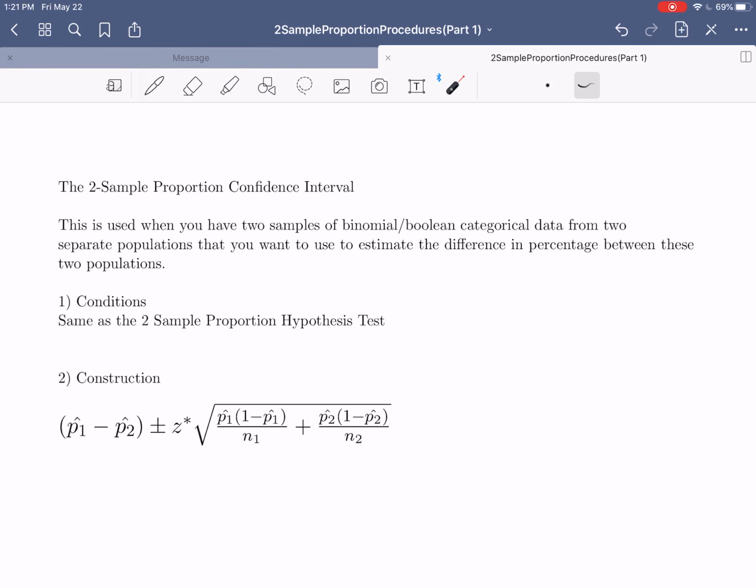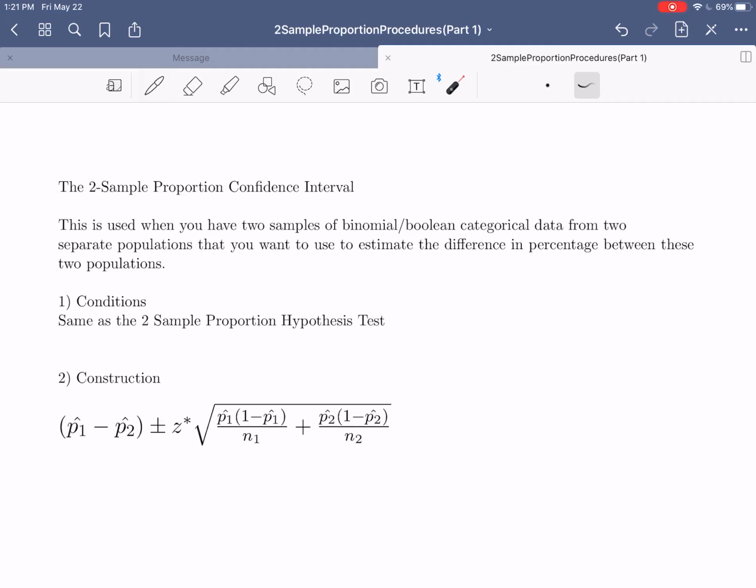So the two-sample proportion confidence interval is used when you have two samples of binomial or Boolean categorical data from two separate populations, and you want to use these to estimate the difference in percentage between these two populations. In other words, it is used when you want to know the difference between the two populations in terms of percentage. Because again, whenever we're working with categorical data or proportions, we've got to always think in terms of percentages.